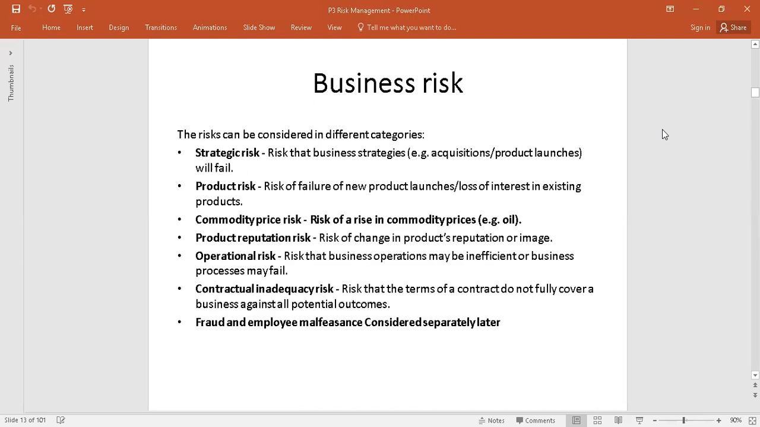Then business risk, the risk that affects a business. Anything which can affect the business. We have different categories under business risk. The first one is strategic risk.